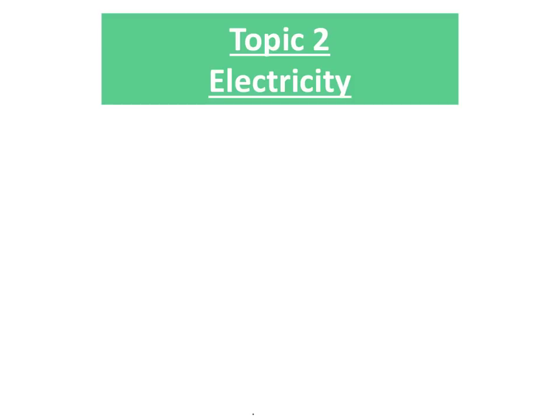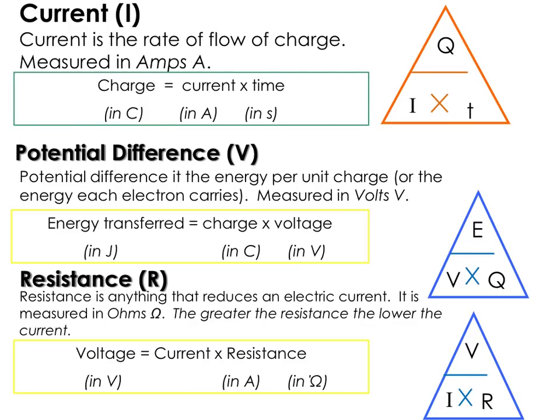In this video, I'm going to talk you through Topic 2 Electricity of the AQA GCSE Physics Specification. There are quite a few key terms that you need to be aware of when you look at electricity, and we'll start just by reviewing a few of those now. So the first one you need to be aware of is current.